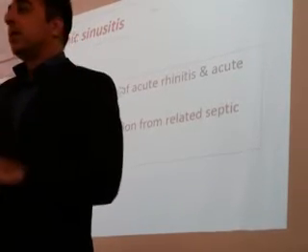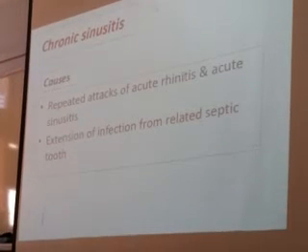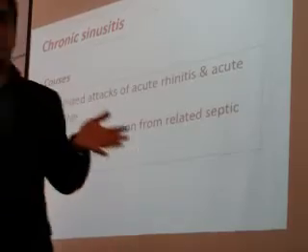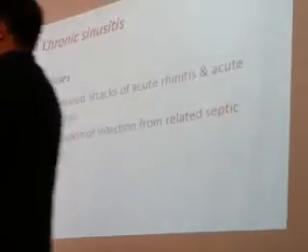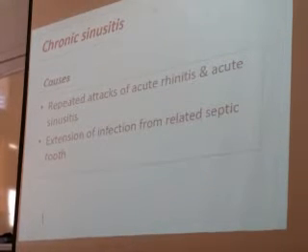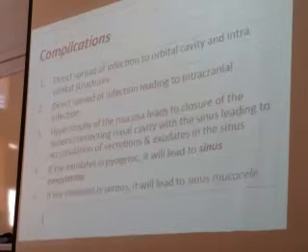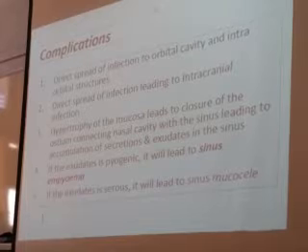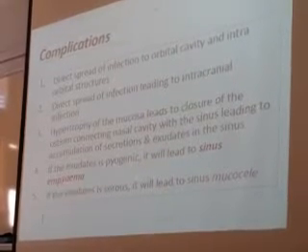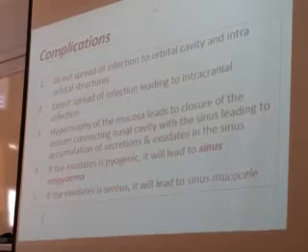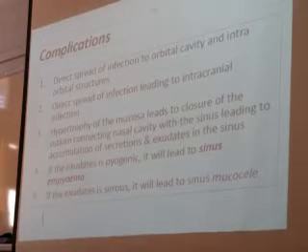Two very important things. If there is pus collection in the sinuses, it can lead to the formation of empyema. Or there can be mucocele if there is serous accumulation. So direct spread of infection to the orbital cavity or intraorbital structures, one complication. Direct spread to the intracranial cavity, second.